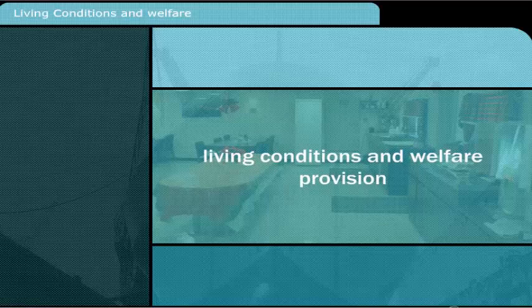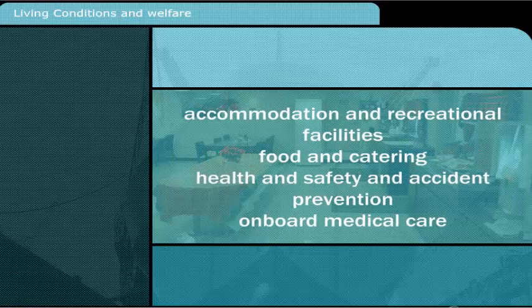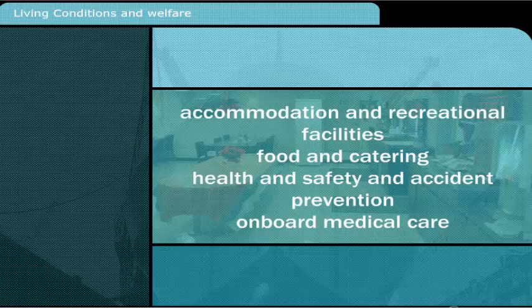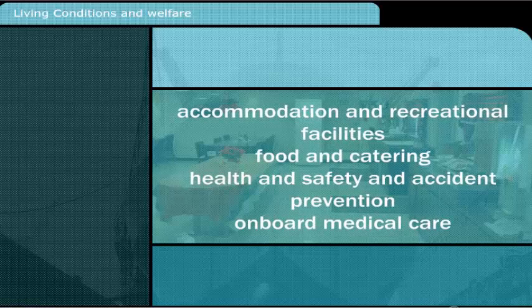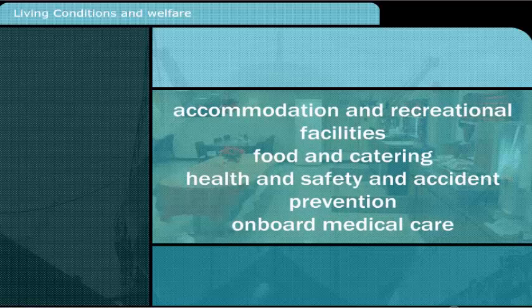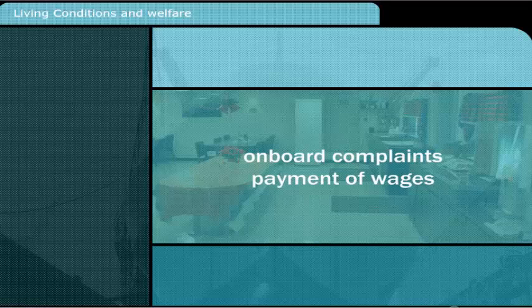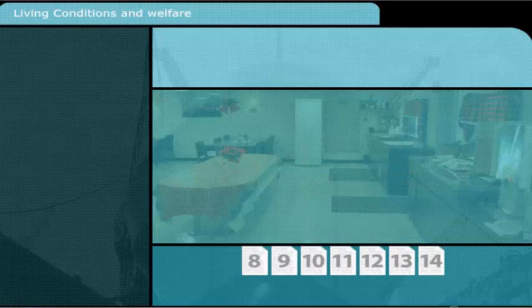The Convention specifies in detail the living conditions and welfare provision required for seafarers on board ship. The main areas under this section are the accommodation and recreational facilities, food and catering, health and safety and accident prevention, and onboard medical care. It is also required that systems are set up for dealing with complaints from the seafarers on board the ship and for the payment of their wages. Click on the buttons for more detailed information on these items.